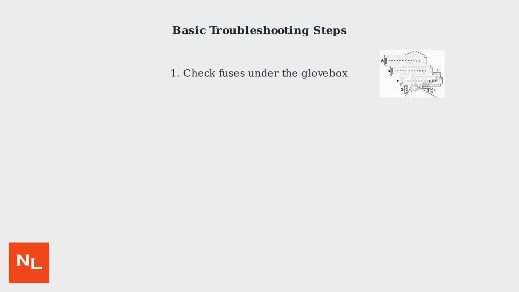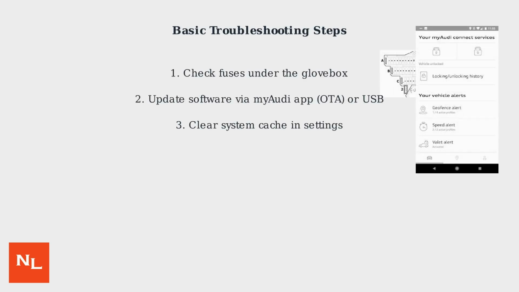Before performing any reset, try basic troubleshooting steps. First, check fuses under the glove box to ensure they're not blown. Second, ensure your software is up to date via OTA updates in the My Audi app or USB. Third, clear the system's cache and settings to resolve temporary glitches.